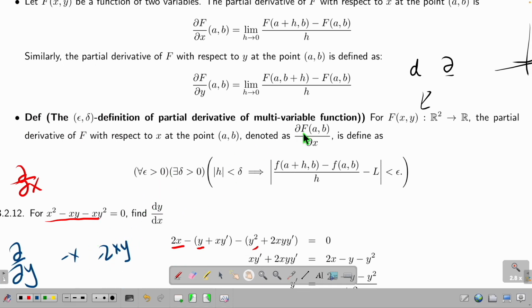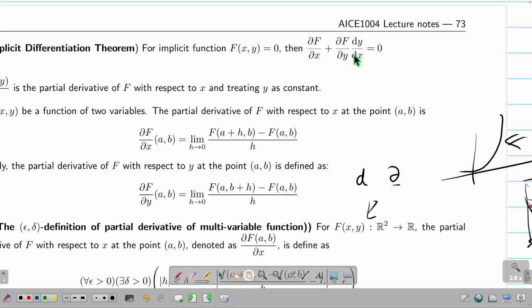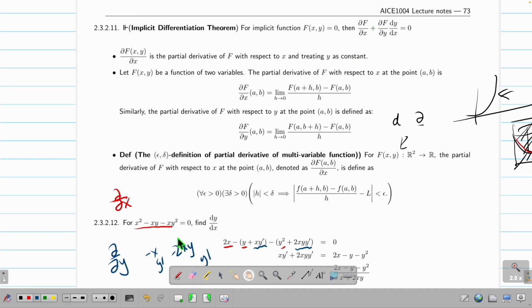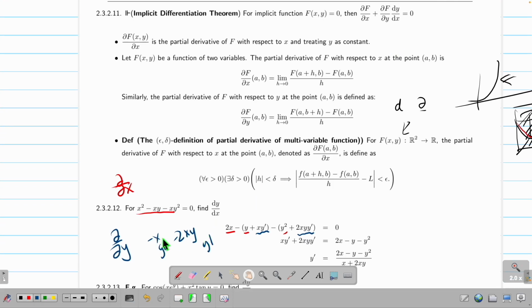But for all these terms, I need to stick with a dy/dx here. That means everything here I need to multiply by y prime. That's exactly these two guys. The red part is this part, the blue part is this part, and the dy/dx I just stick on. Okay, then I get this.